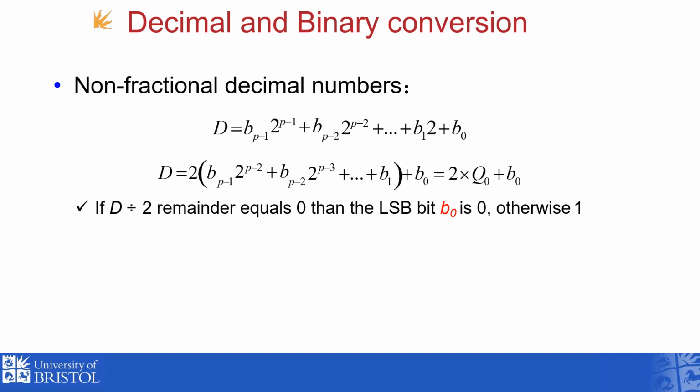Now, having that said, it's about time that we see things a little bit more systematically and try to converge to an algorithmic process that allows us to convert decimal numbers to binary ones. By algorithmic process, I mean a series of steps that will allow you to easily convert any decimal number to a binary one. Let's consider first the case of non-fractional decimal numbers.